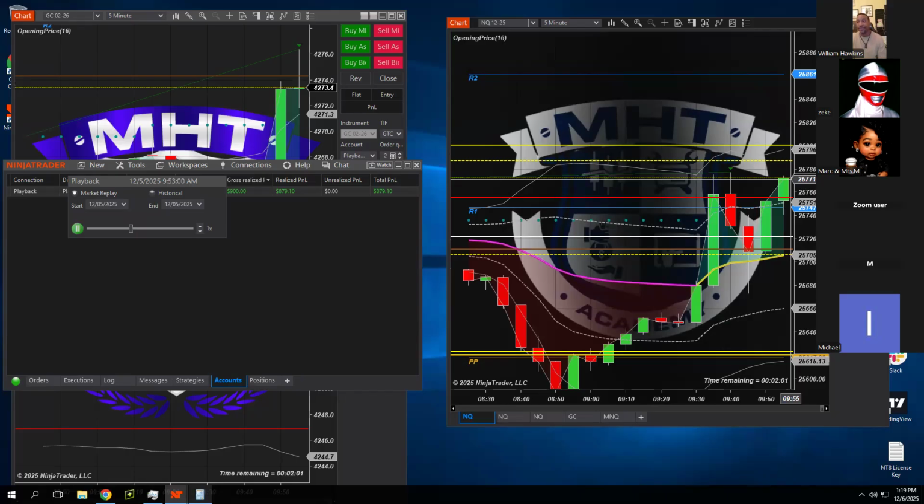Like, cool, that's done. But it's not a consistency thing? No, they don't have a consistency rule for the eval. They have a consistency rule for the PA. Theirs is 40%, I think, 30 or 40. But you shouldn't be trying to make that much anyway. You should be making $200 to $300. You're good.